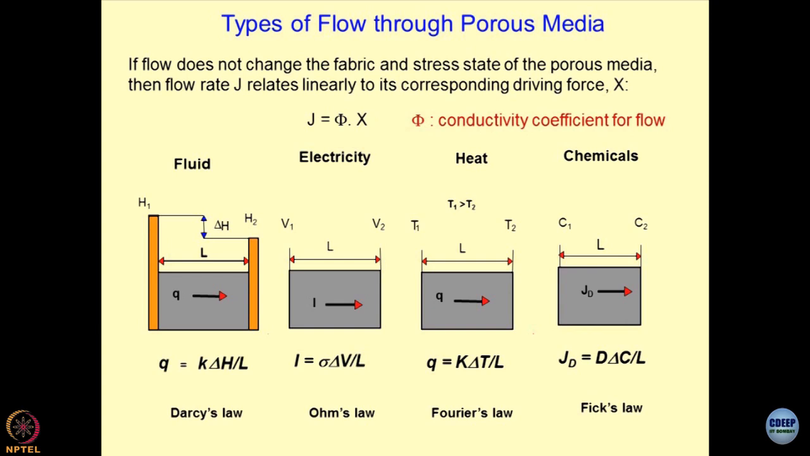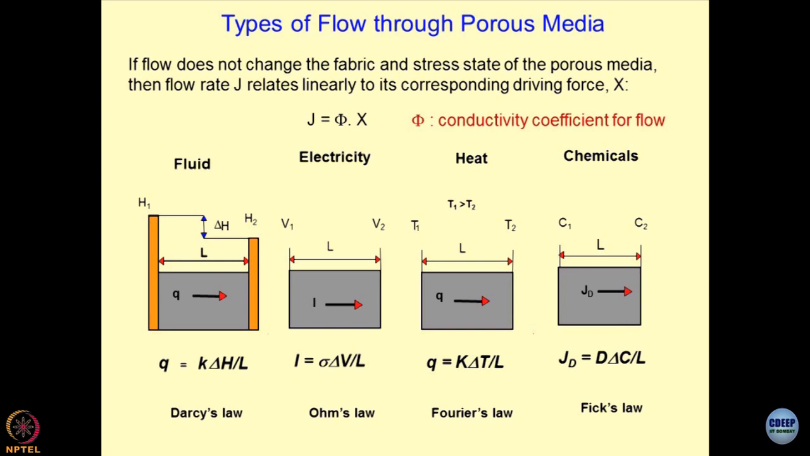Now, I can extend this concept to the flow of current also through the samples, is it not? So, in that case, the sample length remains L, and if I know the amount of current which is passing through the sample, I have to apply V1 and V2 voltage across the sample, and then V1 minus V2 gives delta V, and the phi term becomes the conductivity term, and J is nothing but the flow rate. So, flow rate is current I, this is equal to conductivity multiplied by delta V upon L. So, delta V upon L is also defined as the electric field, if you remember, is it not? Delta V upon L is the electric field.